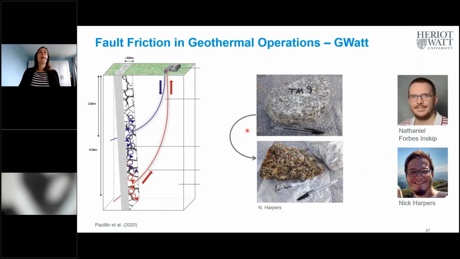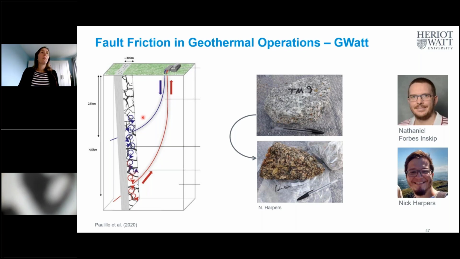So finally, at Heriot-Watt, we are currently investigating the frictional behavior of granite fault gouges. That's part of the NERC-funded GWAT project, and this work is done by postdoc Nathaniel Forbes-Inskip and PhD student Nick Harpers. The work is related to the United Downs Deep Geothermal Power Project in Cornwall.